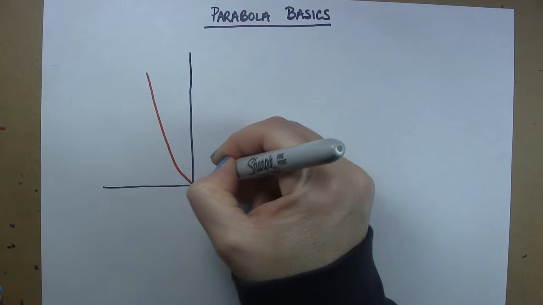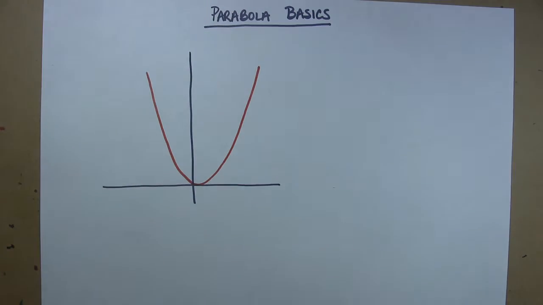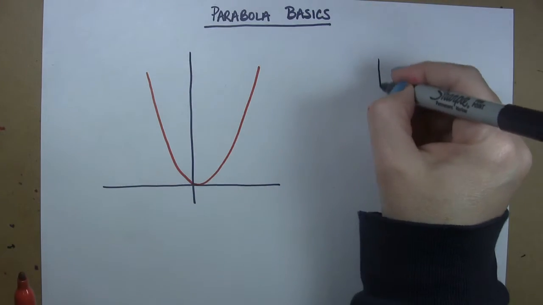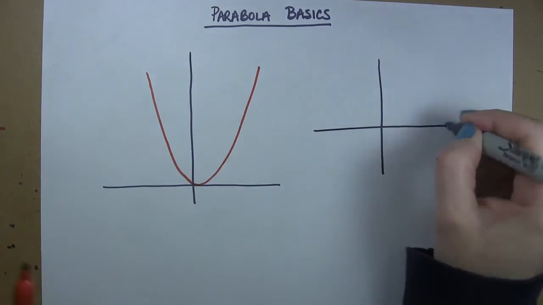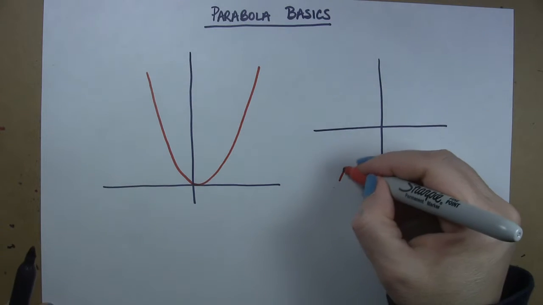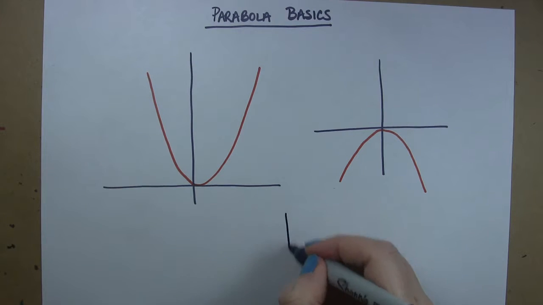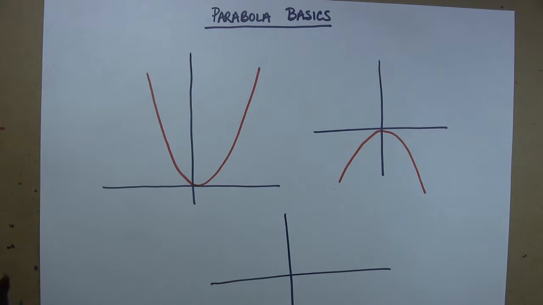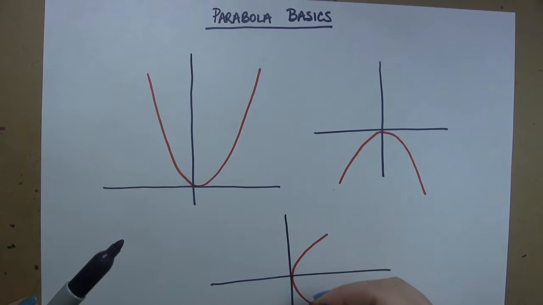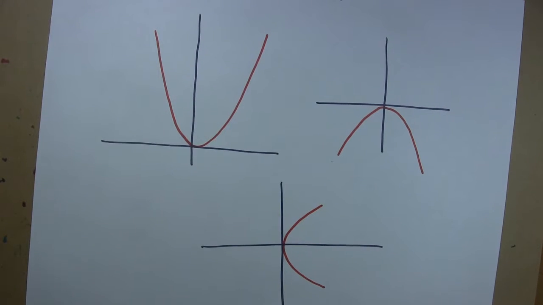This is a classic parabola. It does not have to be oriented that way. You could have an upside down parabola. You could have a sideways parabola. All of that is perfectly legit.